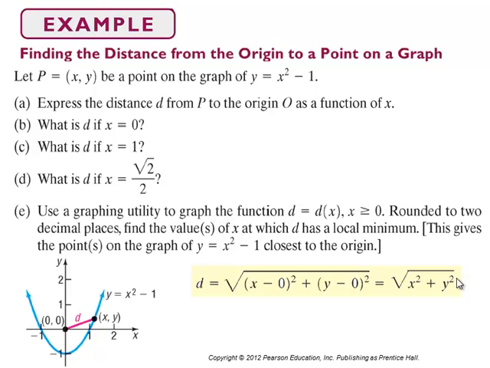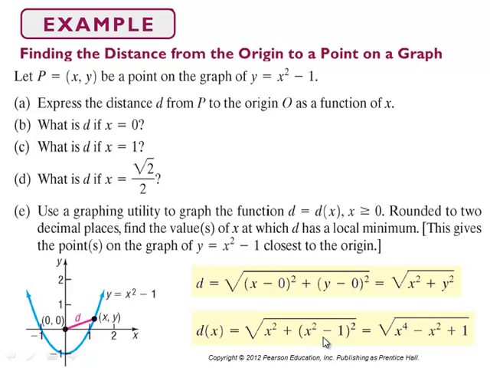Remember that the coordinates of your point x comma y on the curve satisfy the equation y equals x squared minus 1. So what we're going to end up doing is replacing y in the distance formula here. Replace y by x squared minus 1. Okay? So when we do that, we replace y by x squared minus 1, and we're going to square it, and you get x to the fourth minus 2x squared plus 1. And when you combine that with this x squared, you get x to the fourth minus x squared plus 1, and take the square root of that.